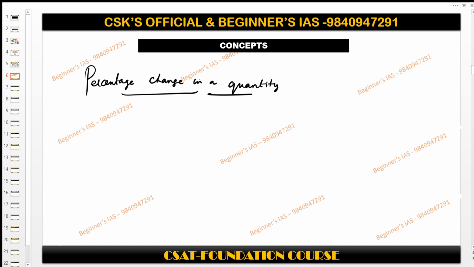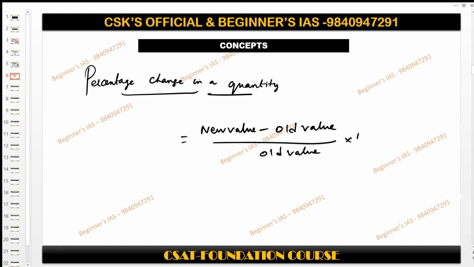Percentage change is equal to what? The new value minus old value, divided by old value, into 100. That's it. You can use this one. So for this also you can use the PCG method. I will give you a question, if people try here.